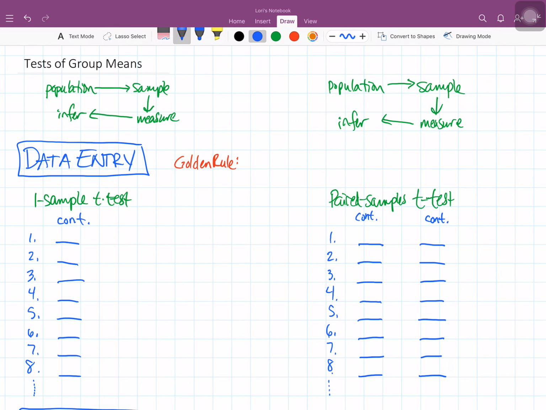Hello and welcome to this video on tests of group means. Specifically, we're starting today by talking about the paired samples t-test.